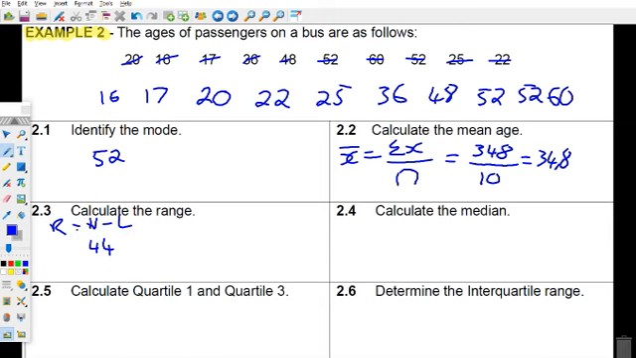Calculate the median. Now this is when we need to look. Because there's 10, do you agree our median is in between? It's going to be in between two numbers. So it's going to be between 25 and 36. So how do we find the middle of two numbers? We find the average of them to find the middle of two numbers. So 25 plus 36 is going to be?